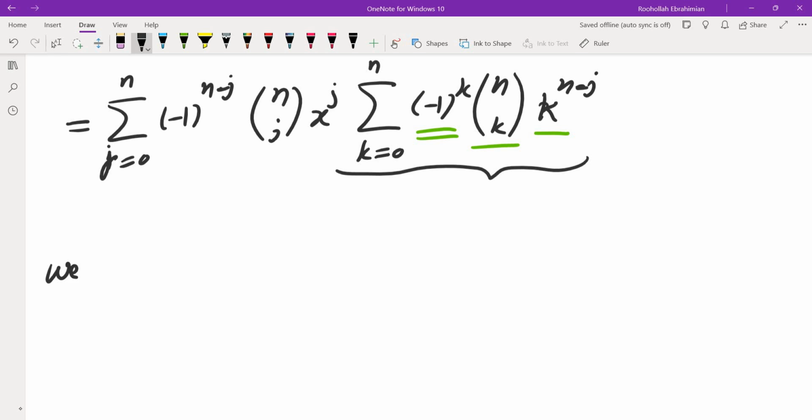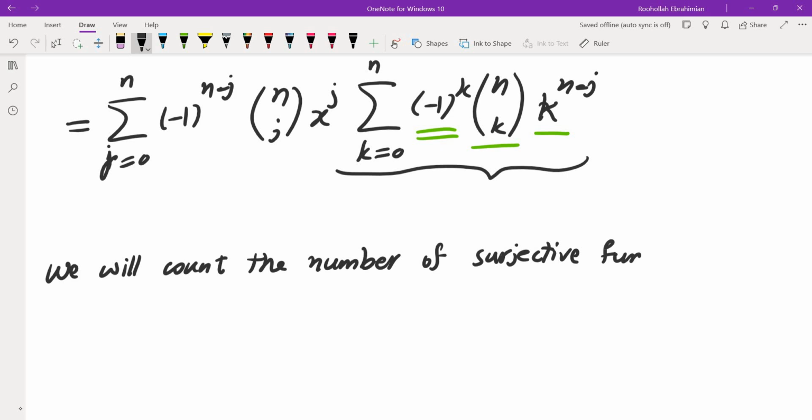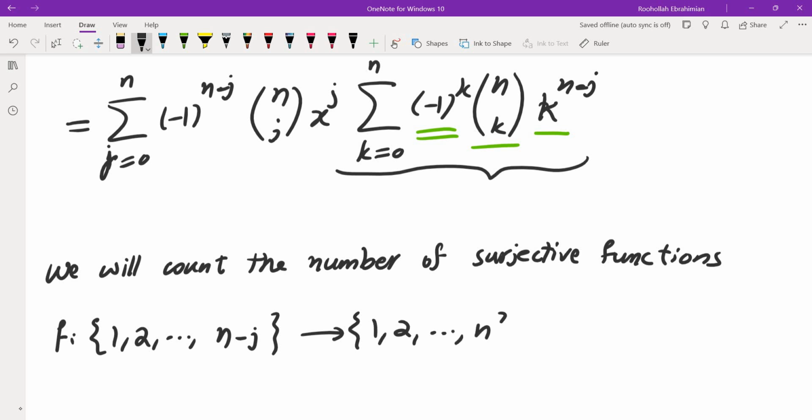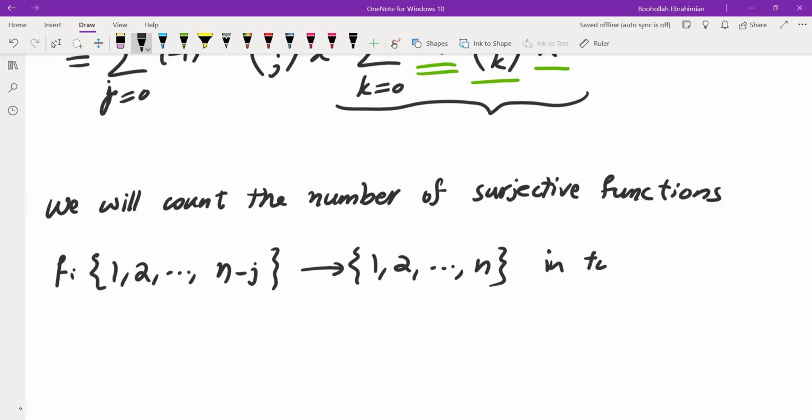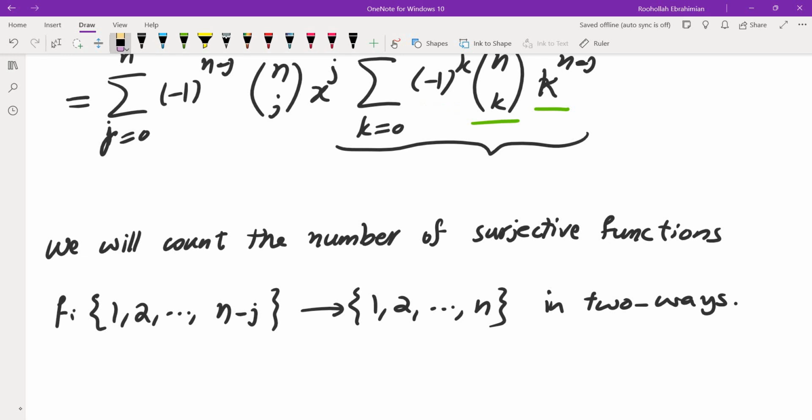So here is now what we're going to do. We will count the number of surjective functions f from 1 through n minus j to 1 through n in two ways. In the two ways that we are going to evaluate this, we're going to get two different answers, and then we set those two equal. This method is called the two-way counting method. Okay, so let's do that.